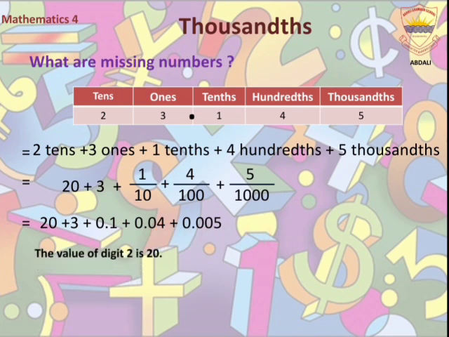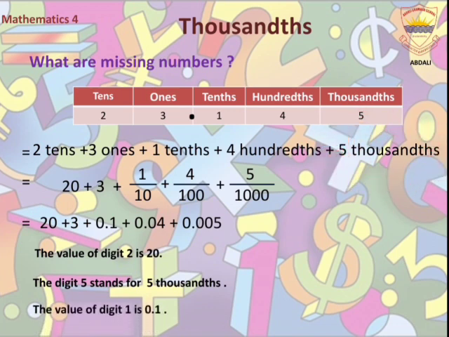What is the value of digit 2? The value of digit 2 is 20. The digit 5 stands for 0.005, and what is the value of digit 1? The value of digit 1 is 0.1.